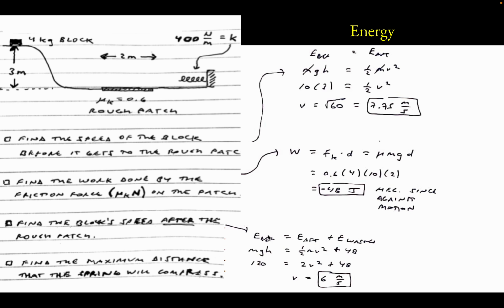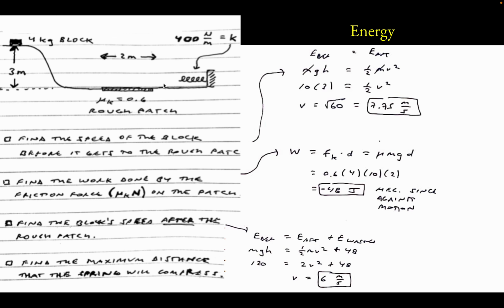So what I did here is I took the before state of the system to be when it's at the top. The after state is after the rough patch. So 1/2 mv squared, where v would be the speed after the rough patch. And then E wasted we already found to be 48 joules, because the work done by friction was negative 48 joules. And so if we do that, we learn that the thing would only be going 6 meters per second, which makes sense because it was going 7.75 before the rough patch, so it should be going a little slower after.